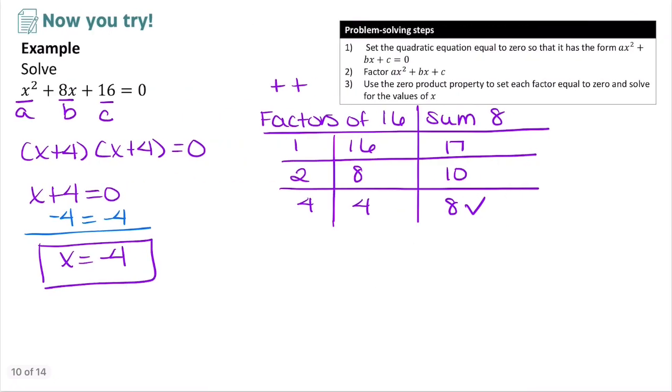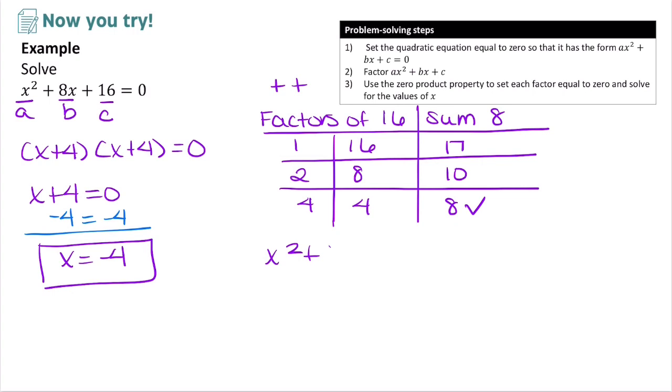So there's actually more than one way to do this problem. One way is to realize that a is 1 and then go ahead and factor by finding the factors of 16 that are going to add to 8. So the factor pair that works is 4 and 4. So we get x plus 4 times x plus 4 equals 0. Well, obviously these are the same expressions, so we're going to just get one solution, which is x equals negative 4.